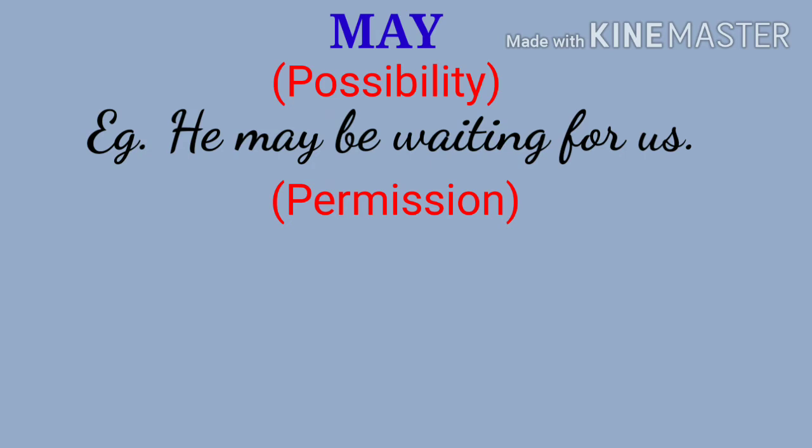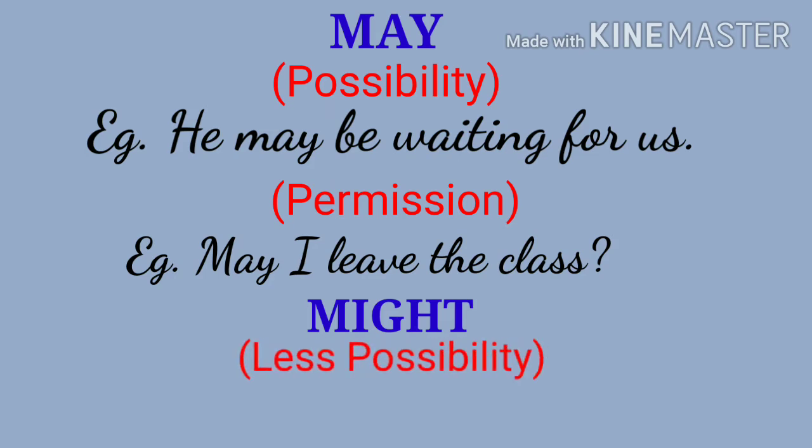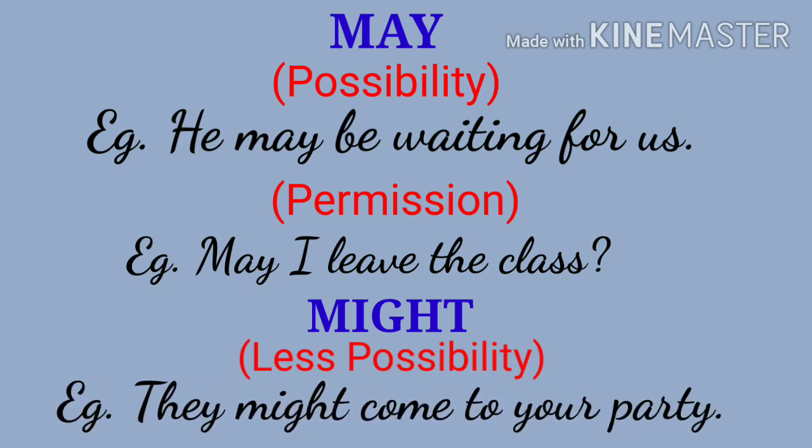Sometimes may can show you permission also. How? When we write it at the beginning. See the example, may I leave the class? Here may is showing you permission. Then might shows less possibility, less probability. Example is, they might come to your party. In this way.